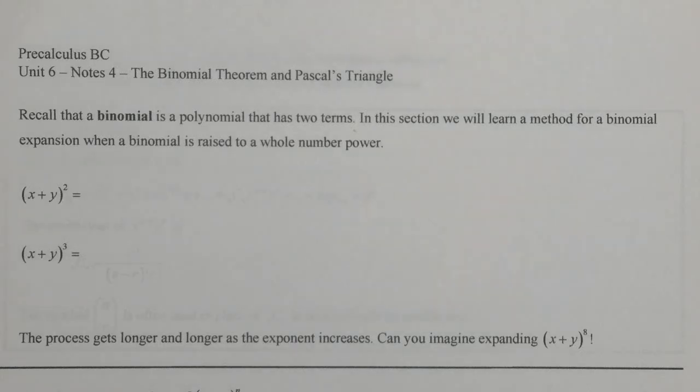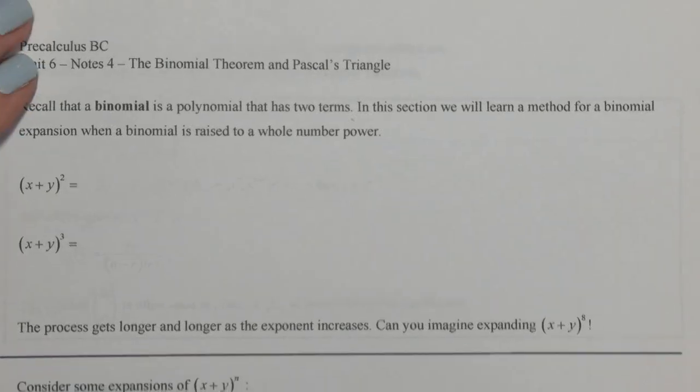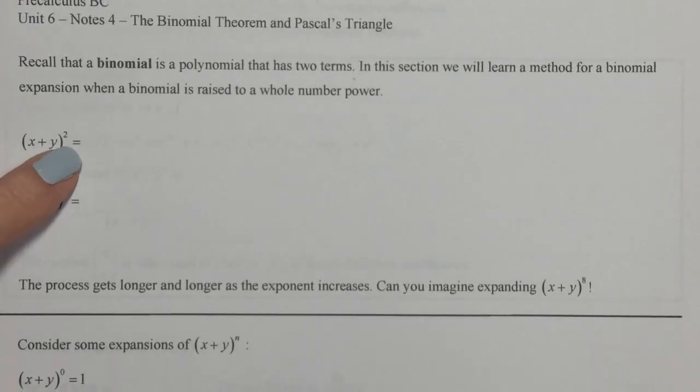Today we are going to be taking a look at what is called the Binomial Theorem and Pascal's Triangle. So recall that a binomial is a polynomial that has two terms. In this section we're going to be learning a method for a binomial expansion when a binomial is raised to a whole power. So let's review what we already know about raising a binomial to a whole power.